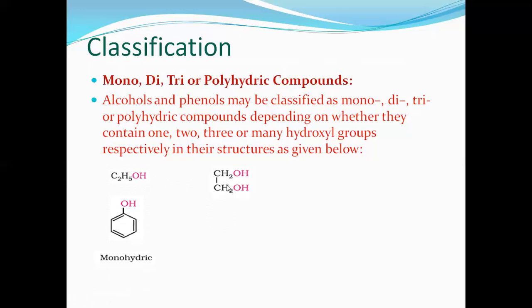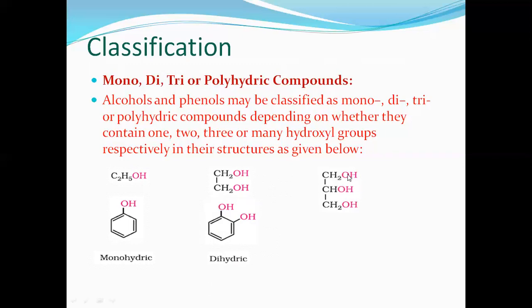Another example, ethylene glycol. Here you can see there are two OH groups. The compound contains two OH groups. Another here also, the compound contains two OH groups. Therefore, these two compounds are examples of dihydric alcohols.